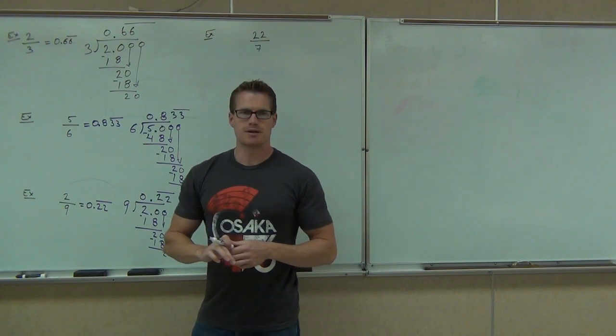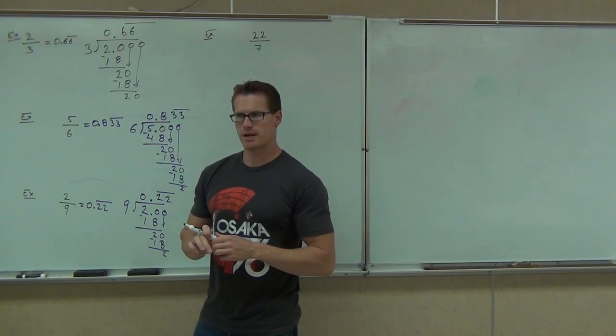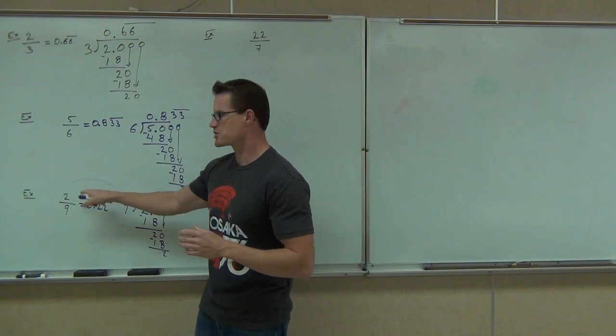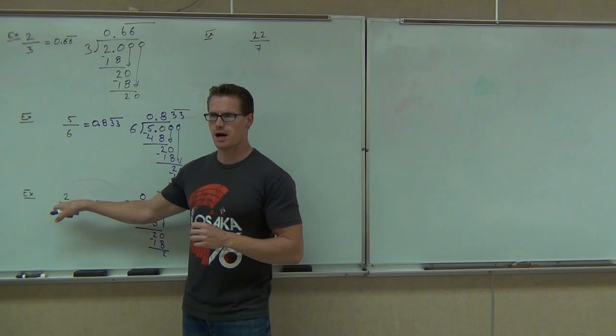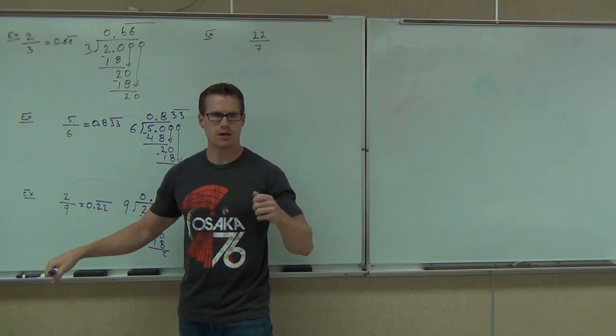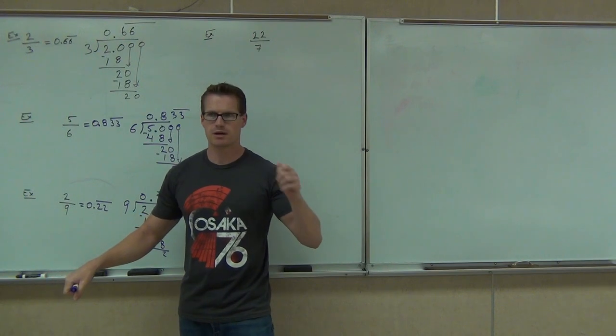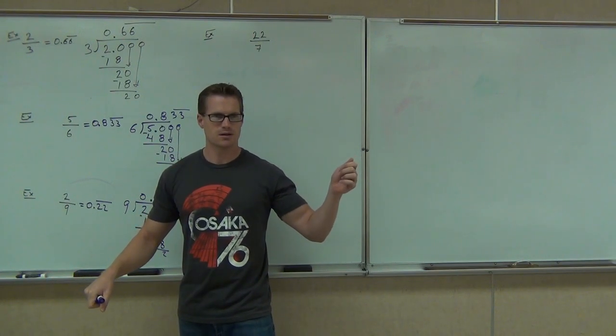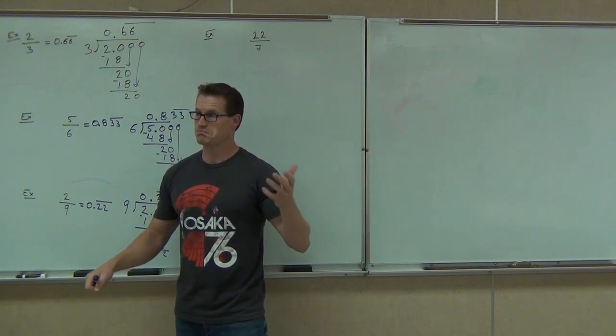You know what's interesting about 9s? 9s are kind of a crazy number. You can multiply by 9s kind of nicely. Also, fractions with 9s. If you have 1 over 9, it's going to be 0.111111 forever. If you have 2 over 9, 0.22222. 3 over 9, 0.33333. 4 over 9, 0.44444. Isn't that kind of crazy? 5 over 9, 0.55555. It's interesting.